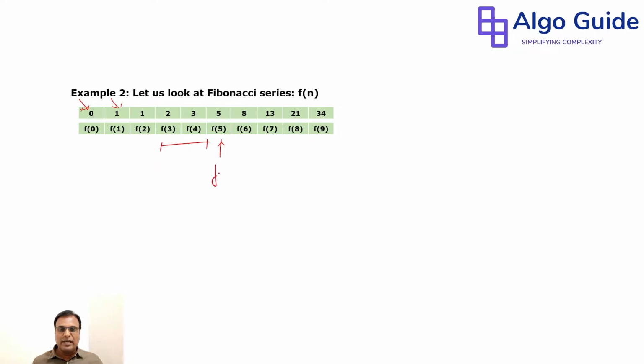So if I were to calculate the value for the 5th term, this will be the Fibonacci series for the 3rd term plus the Fibonacci series for the 4th term. The value for the Fibonacci series for the 3rd term is 2. The value for the Fibonacci series for the 4th term is 3. So these two are added, and the sum will be the value for the 5th term.